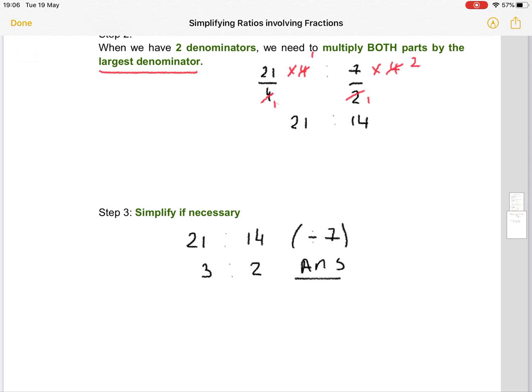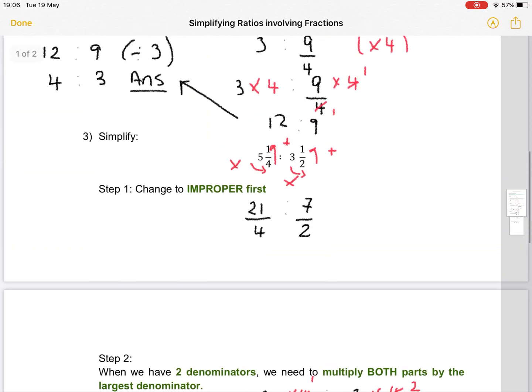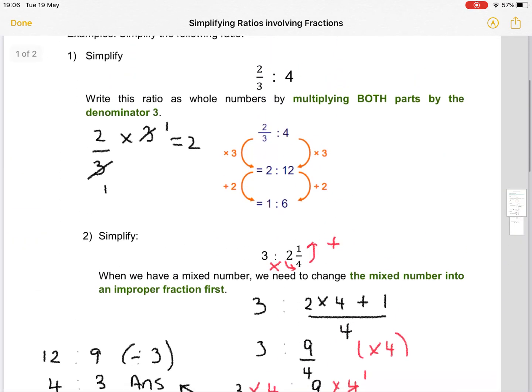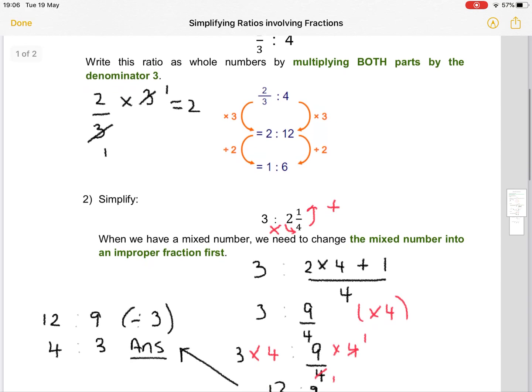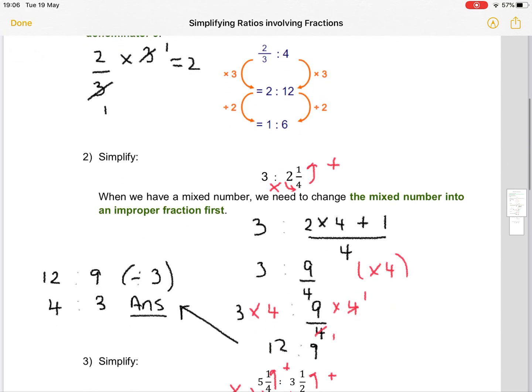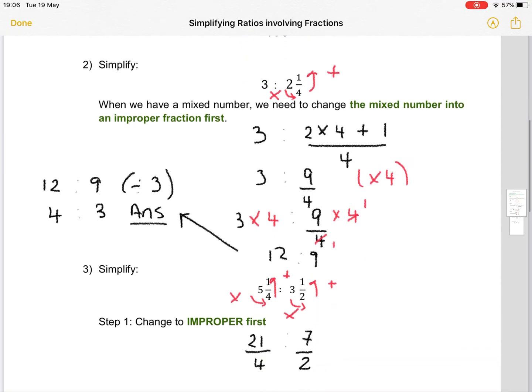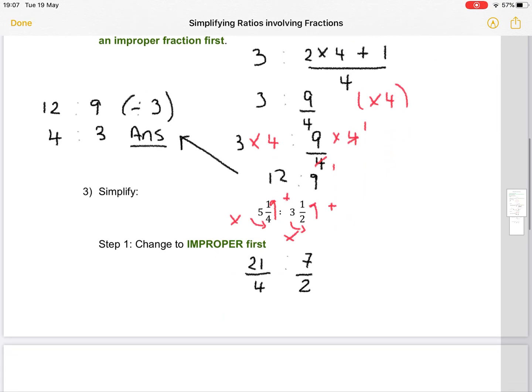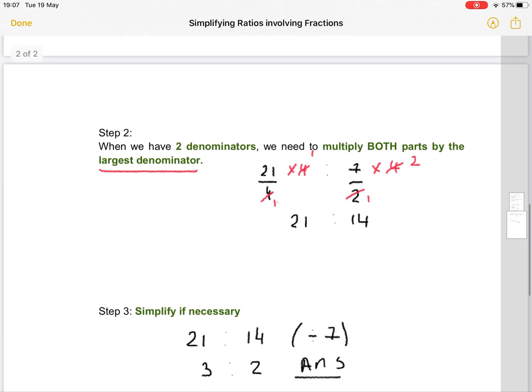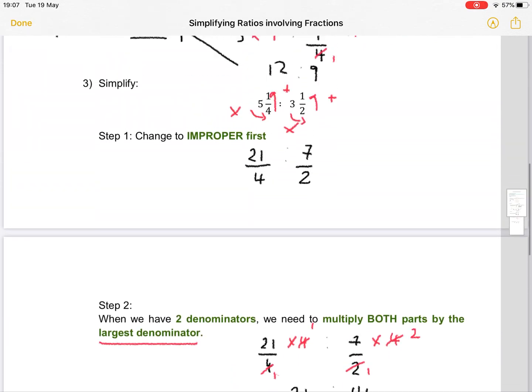Now, we've done 3 examples, boys. Today we've done 3 examples. We've done the first one where there is a proper fraction and a whole number. Okay? We've done a second one in which we had a whole number and a mixed number, which we had to change to improper first. And we've done the third example when we had two mixed numbers, okay, which we had to change to improper first.